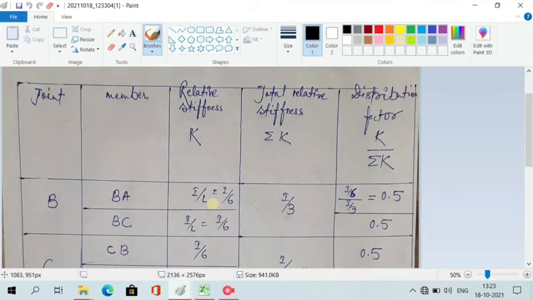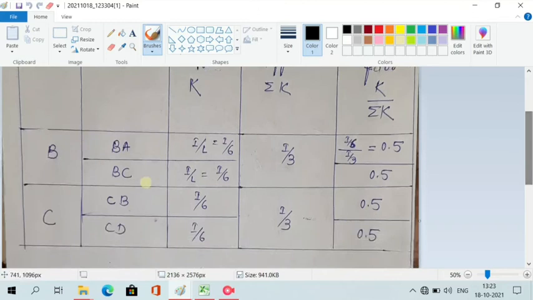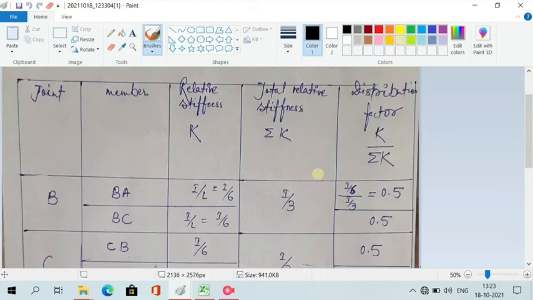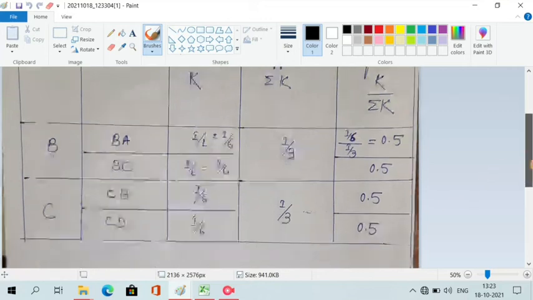Now total relative stiffness, that is sigma K. On addition of these two, I by 6 plus I by 6, we will get I by 3. And for this case also, on addition of I by 6 plus I by 6, we will get I by 3. Now we need to calculate distribution factor. Distribution factor is given by K by sigma K. When we solve, we get 0.5 for each member BA and BC. For each member we are getting 0.5, and distribution factors for each member are the same.